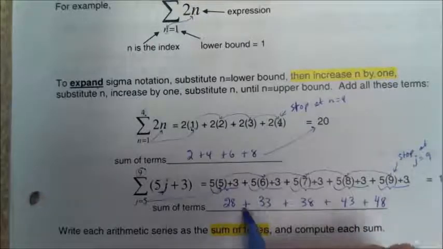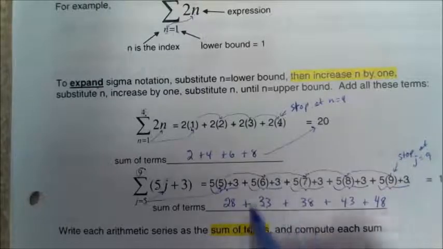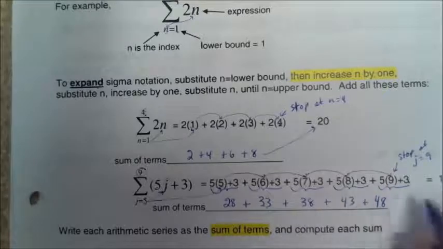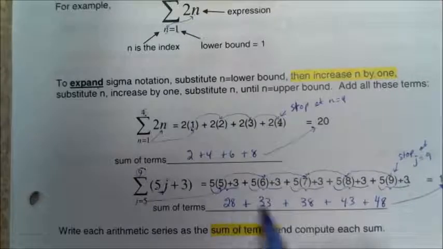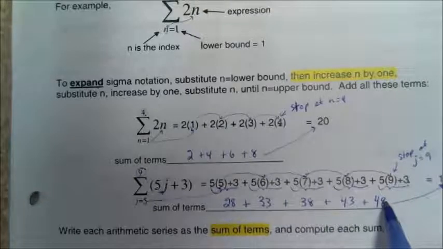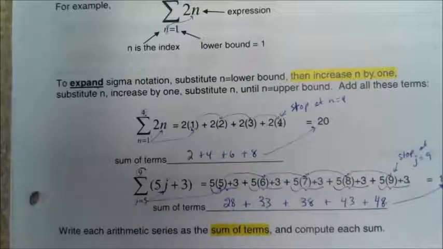And so we really have a sequence of numbers here, 28, 33, 38, 43, 48. You can see that pattern. And we're going to just add them all together. So when you add them all up, if you do it in your calculator or try to do it by hand, you'll see that the number is equal to 190. So this is the sum of the terms. There are 5 terms between 5 and 9, and they're all added together.